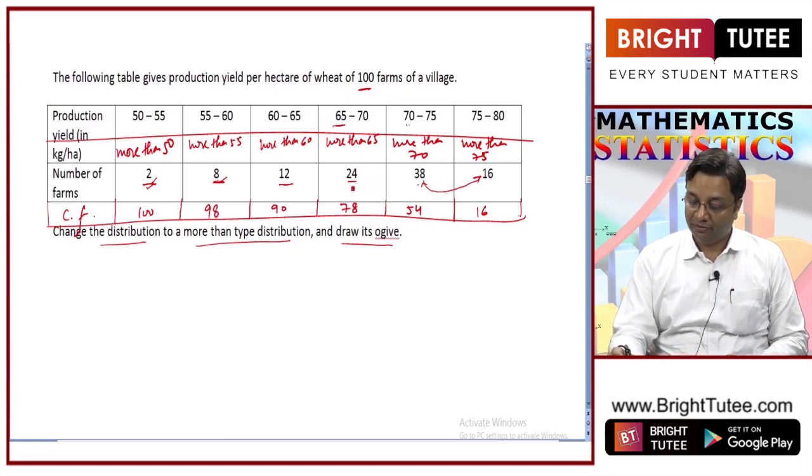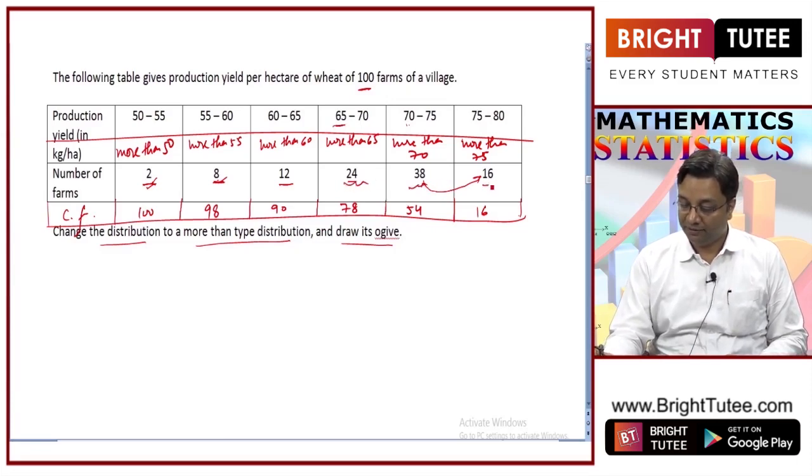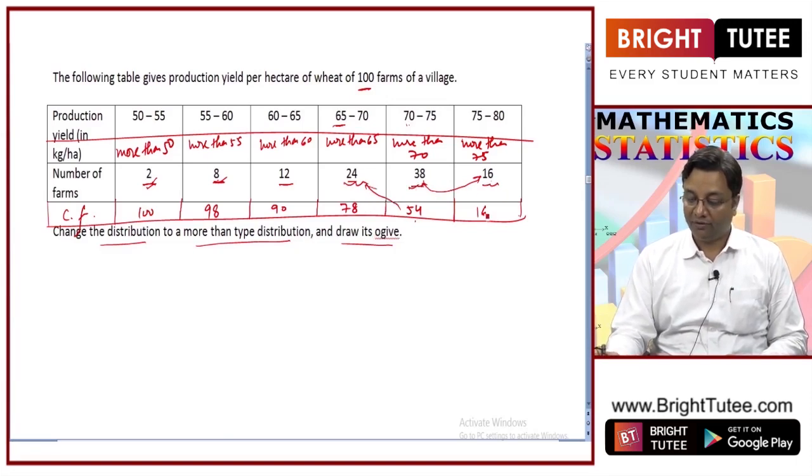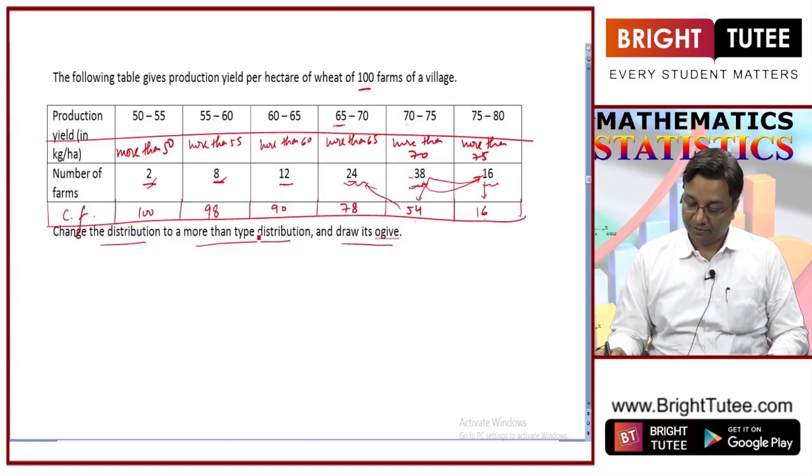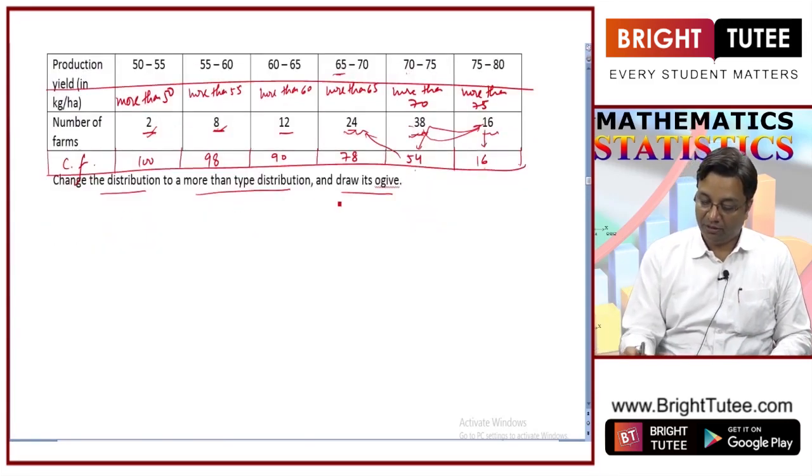More than 65 is sum of these 3. So, 54 up till here and then plus 24, right. So, you can start from here and then go backwards. So, 16 plus 38 here and then 38, then you keep on adding and writing it like this. Okay. Now, we need to draw its ogive.